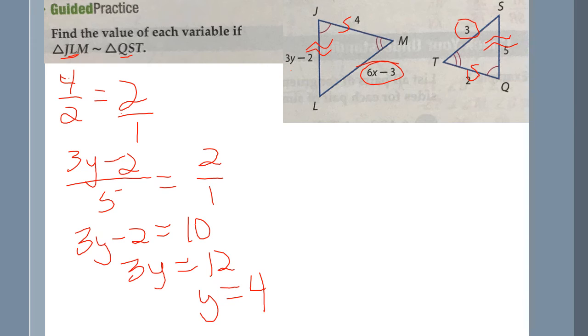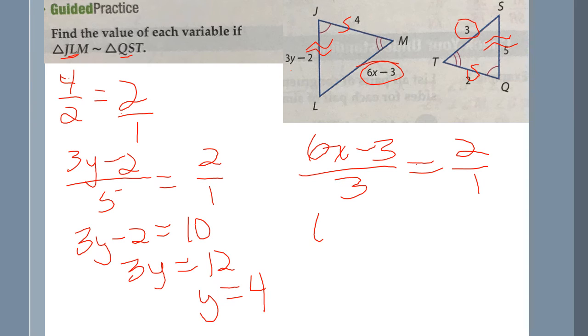Over here, we're going to do the same thing again with 6x minus 3 and 3. So (6x minus 3) over 3 equals 2/1. Cross multiply. 6x minus 3 equals 6. Add 3 to each side. 6x equals 9. x equals 9/6, which reduces to 3/2.